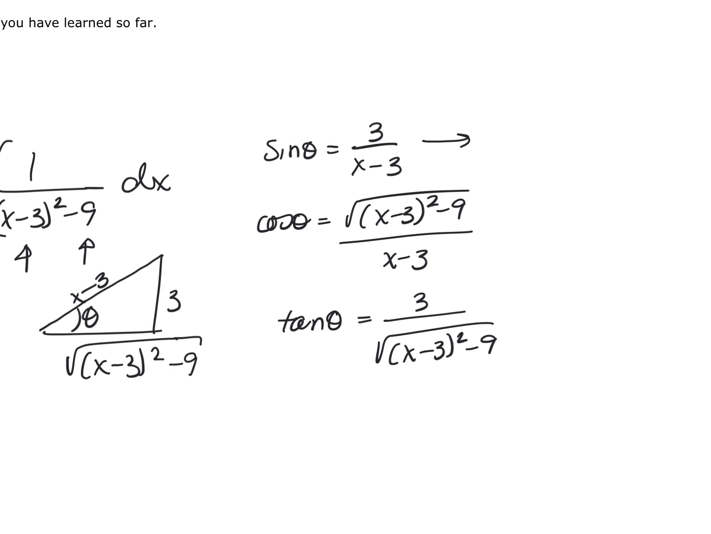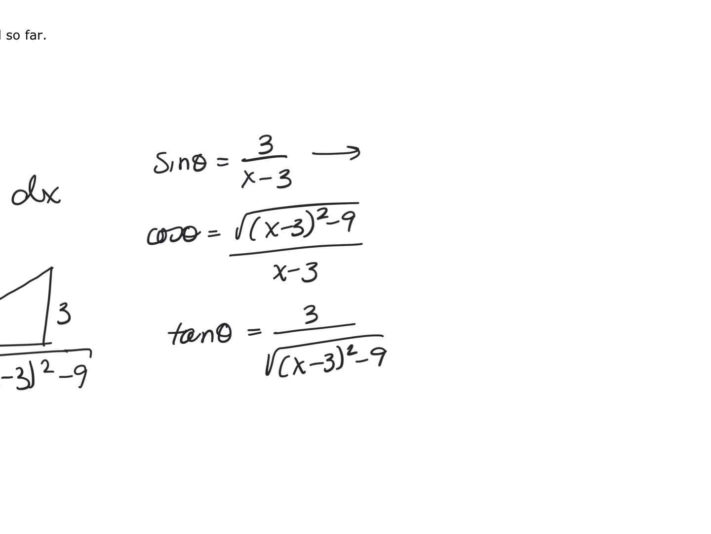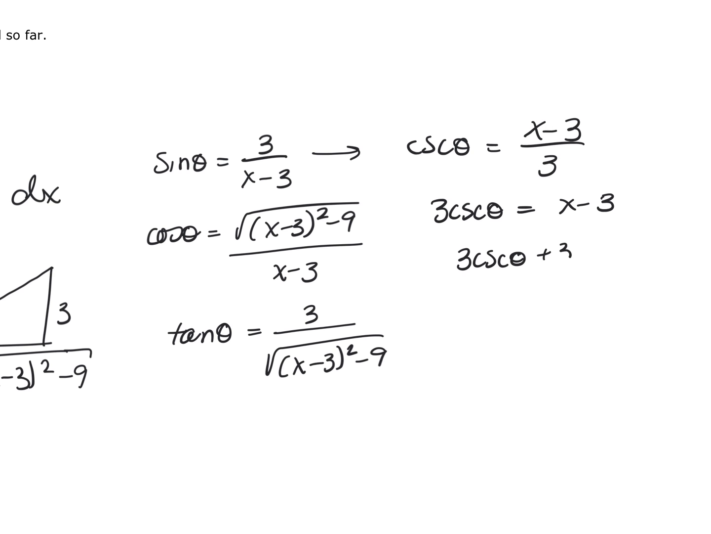Now I'm going to take this first ratio and I'm going to rewrite it in terms of x being in the numerator, because I know I'm going to have to put it in the numerator anyway. So I'm going to rewrite this to say, instead of sine, I'm going to use the cosecant of theta is equal to x minus 3 over 3. That means 3, the cosecant of theta, is equal to x minus 3. And then if I add 3 to both sides, 3, the cosecant of theta plus 3 is equal to x. Now I can do my derivatives of both sides.